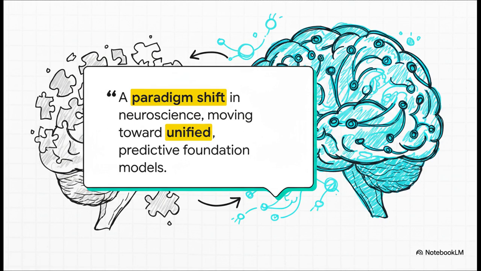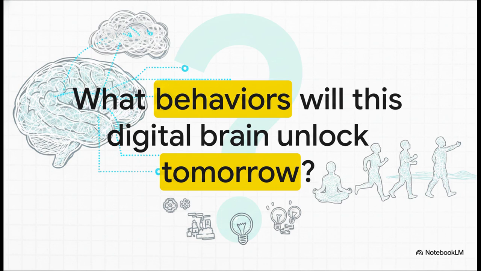Which brings us to a really defining summary from the researchers themselves. They said, the present results strengthen the possibility of a paradigm shift in neuroscience, moving from the fragmented mapping of isolated cognitive tasks toward the use of unified predictive foundation models. Essentially, we are officially moving away from studying isolated little fragments to having a completely unified predictive sandbox of the human mind. And really, that leaves us with this powerful, lingering question. If AI can accurately model the brain's responses today, what behaviors is it going to unlock tomorrow?